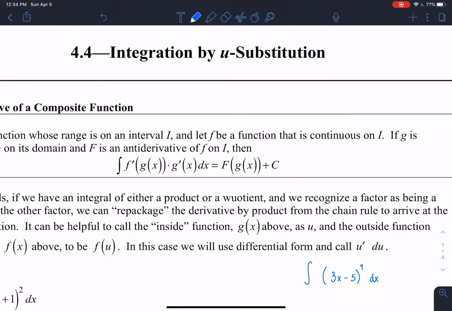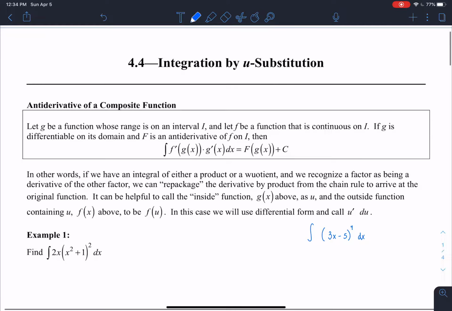So for this lesson, we're going to start the next section, which is called integration by u substitution. Now, I really enjoy this topic. You get into doing integration with a lot more advanced functions, but for me, it's kind of fun to do.